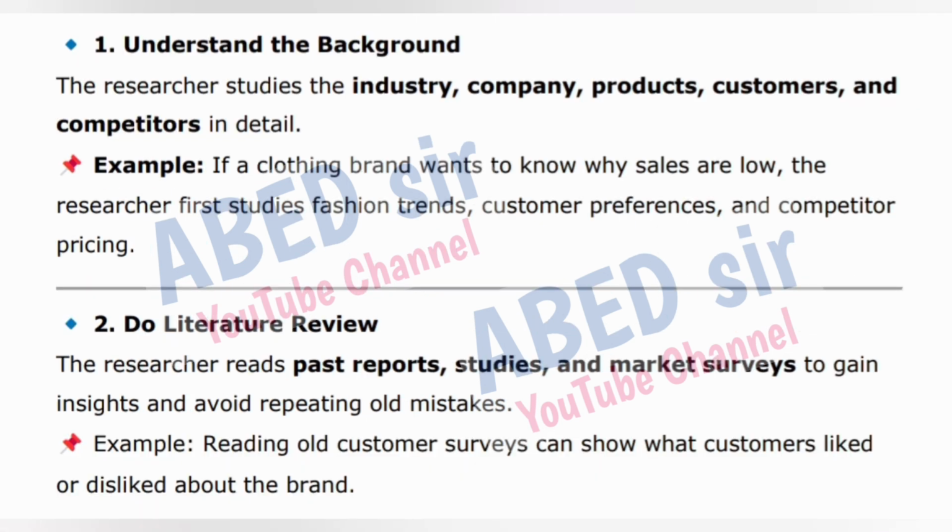1. Understand the background. The researcher studies the industry, company, products, customers, and competitors in detail. Example, if a clothing brand wants to know why sales are low, the researcher first studies fashion trends, customer preferences, and competitor pricing. 2. Do literature review. The researcher reads past reports, studies, and market surveys to gain insights and avoid repeating old mistakes. Example, reading old customer surveys can show what customers liked or disliked about the brand.